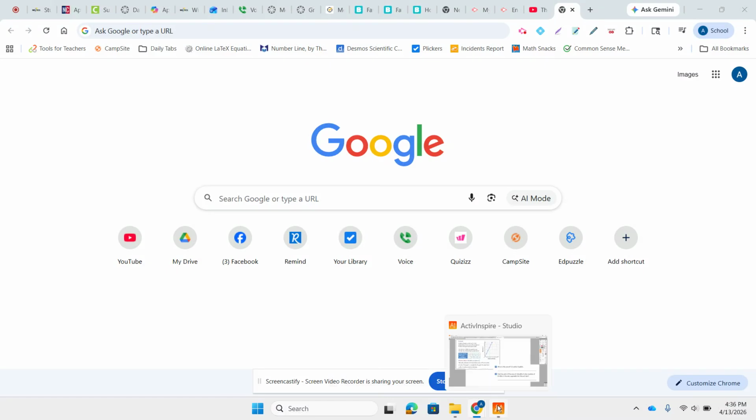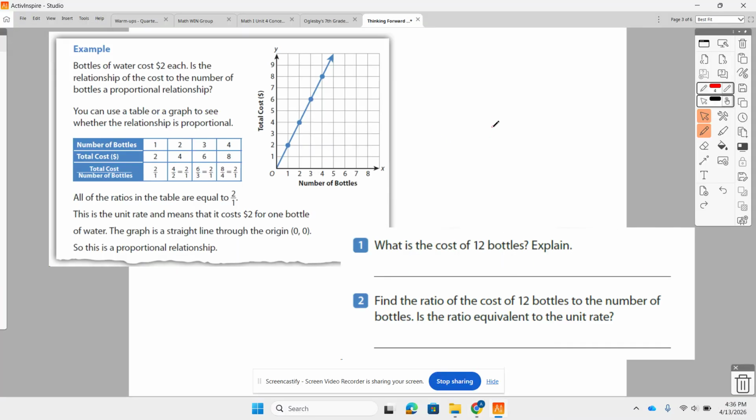Hey, 7th grade. This is a little bit of help with the Thinking Forward lesson on ratios and proportional relationships. Just want to share a little bit of some hints with you and ask you if you need to, as a class, to retry the questions and possibly replay the Wayground game.